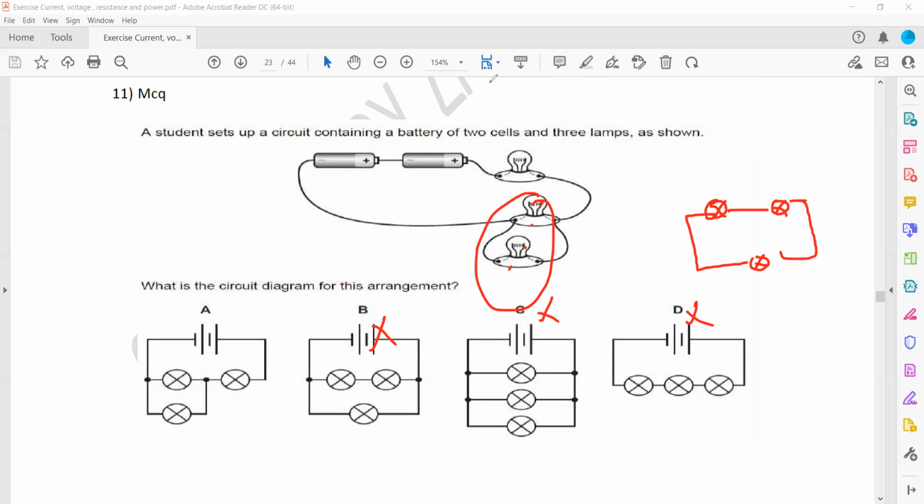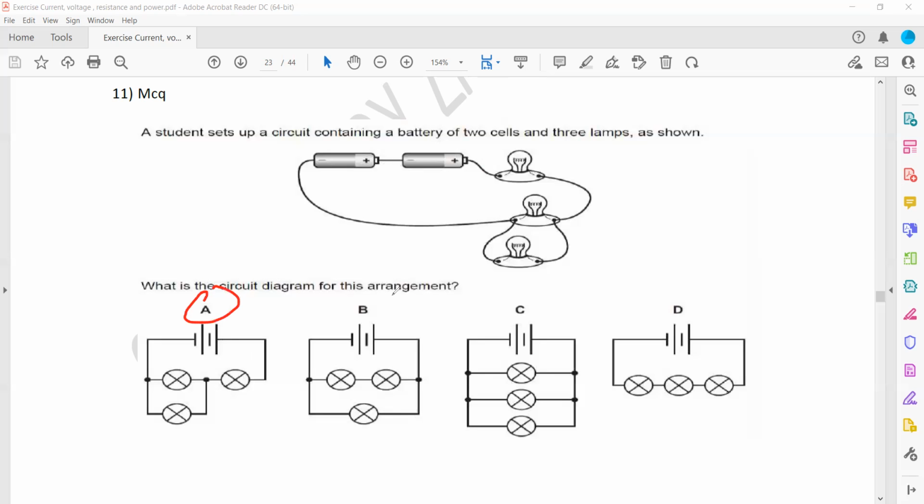C means all are in parallel, D means all are in series, A means two in parallel and one in series. And B means two in series and one in parallel. So when we check with the circuit which is shown, it matches with A. Is the discussion clear?